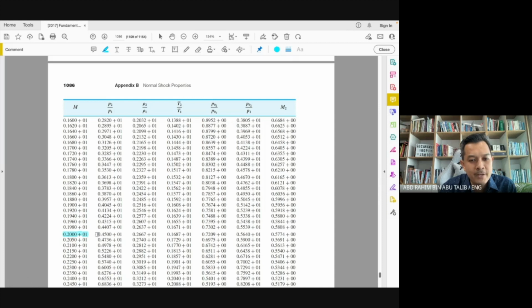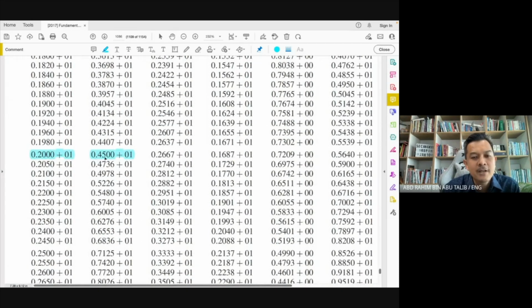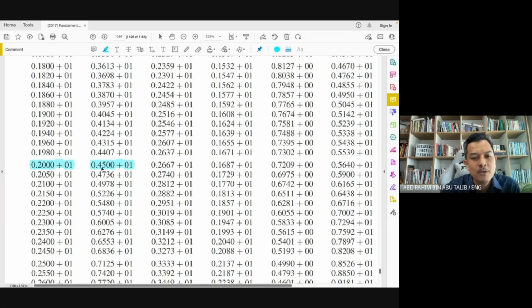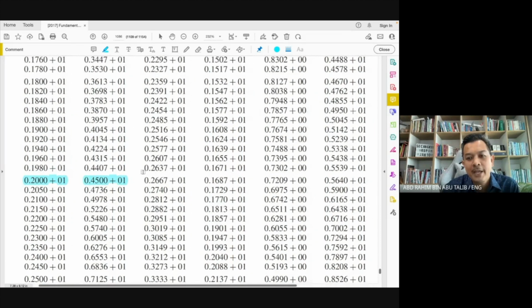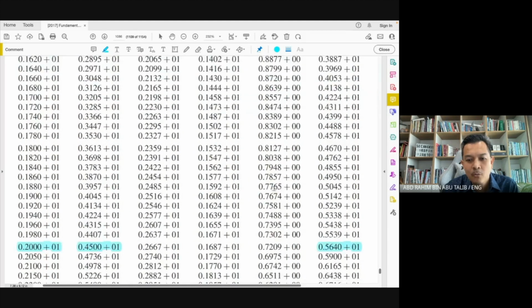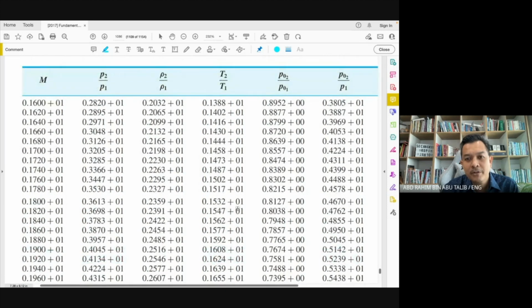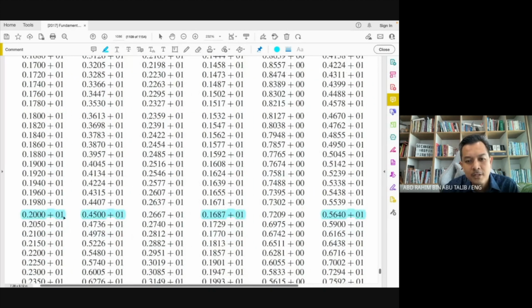So we then read the corresponding ratio of the pressure, P2 over P1, let me just enlarge it a little bit so that you can see. So the ratio of P2 over P1 equals 4.5. You have to times 10 to the power of 1 over here. And then you have the corresponding value of the Mach number at point number 2. At the same time, we also have the value of the temperature ratio T2 over T1. So those values are being used in our example just now.